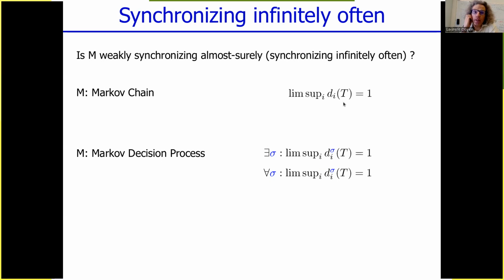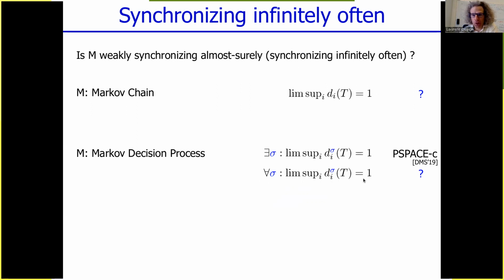and the lim sup being equal to 1. Now, in a Markov decision process, the natural question is, does there exist a strategy or a control program to ensure that the lim sup is equal to 1? Now, there is a dual question, which is to ask whether all strategies ensure that the lim sup is equal to 1. So the existential question has been considered before, and it's been shown to be PSPACE-complete.